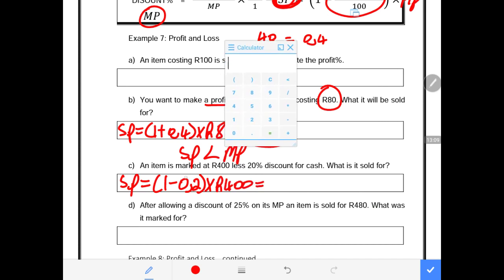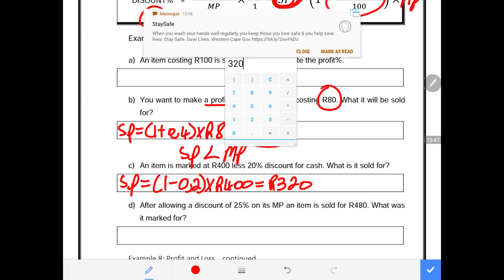Why? Because a discount is given, so our selling price will be 20% less than the marked up price. Why? Because a 20% discount was given. In other words, out of the 400 of the markup that we have, we are selling the product at 80%, which becomes 320 rands. That 320 is open brackets 1 minus 0.20 close brackets times 400, and we get the same 320 rands.